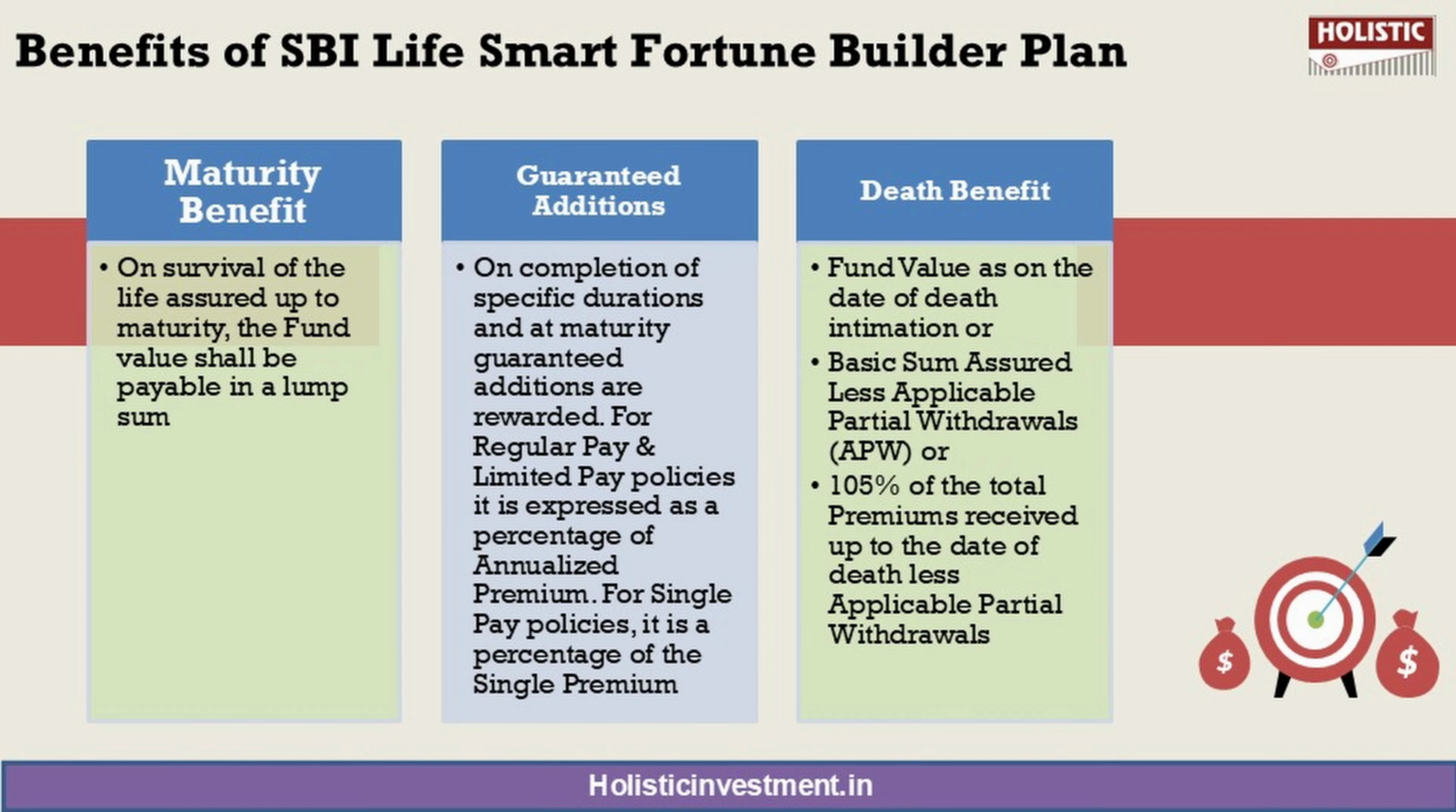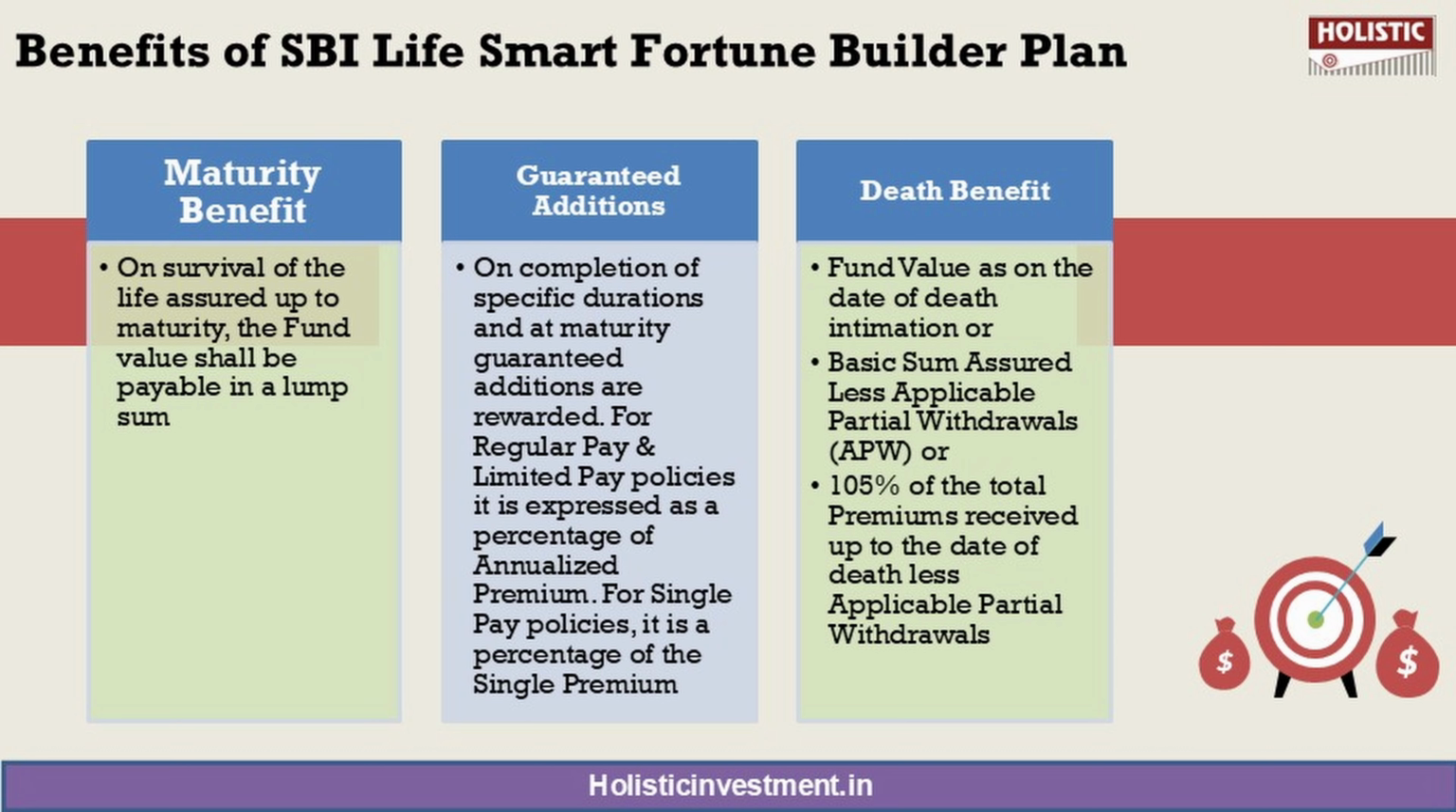Now let's take a look at the benefits. There are three kinds of benefits. The first one is the death benefit. The death benefit is given to the policyholder's nominee or the legal heir in case of unfortunate death of the policyholder during the policy term. As you can see from the three options given on the screen, whichever is higher in value will be given as the death benefit to the policyholder's nominee or legal heir.